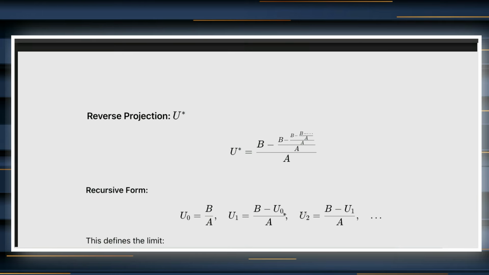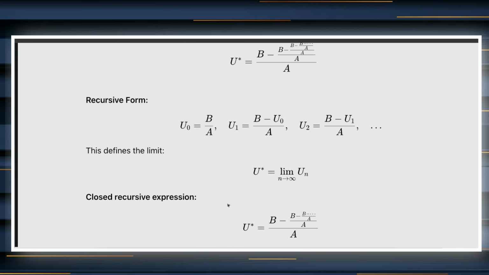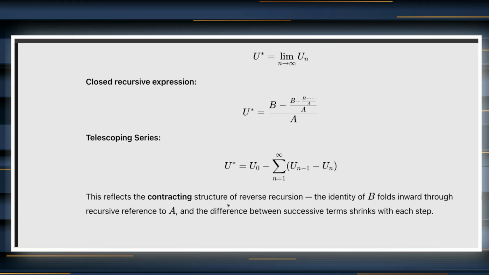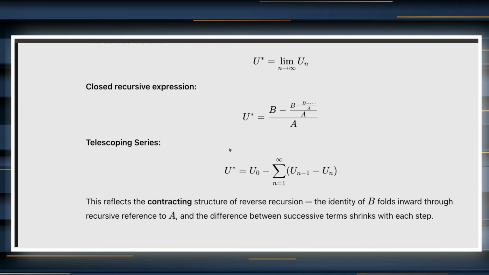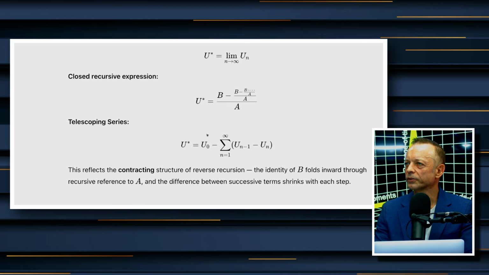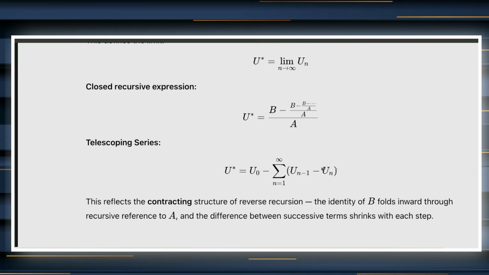So same thing for B, but because B is a reverse projection, we have a minus sign inside of here instead of an addition. So it takes on essentially the same form, but with a minus sign. And so here we can see U star equals the initial U plus the summation of all the subsequent little pieces that are subtracted from U naught. This reflects the contracting structure of reverse recursion. The identity of B folds inward through recursive references to A, and the difference between successive terms shrinks with each step.